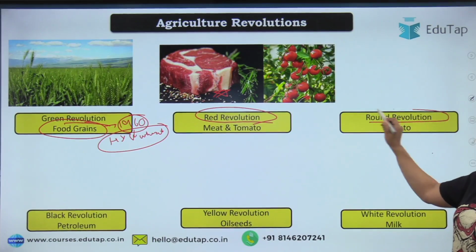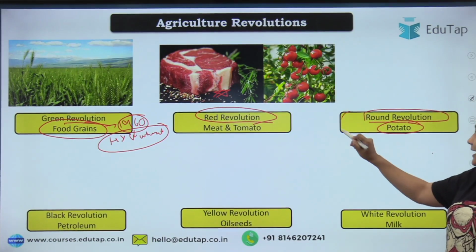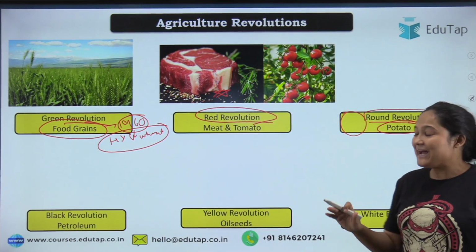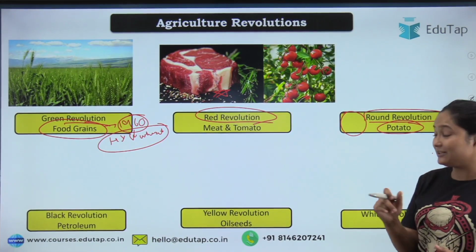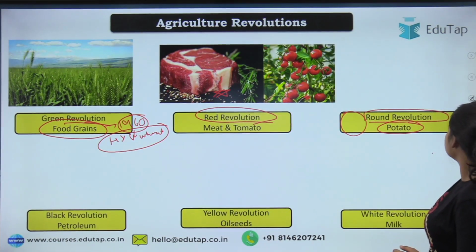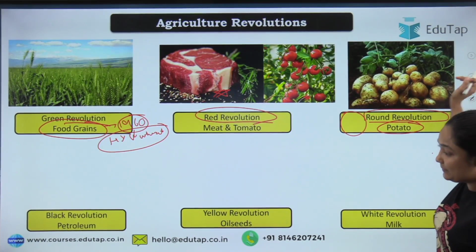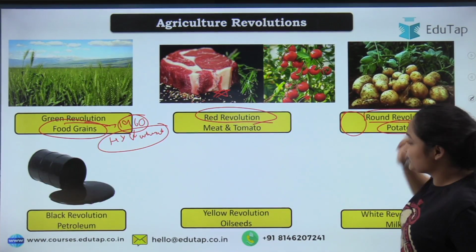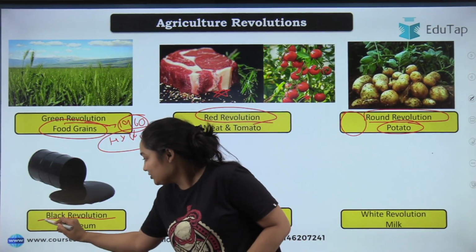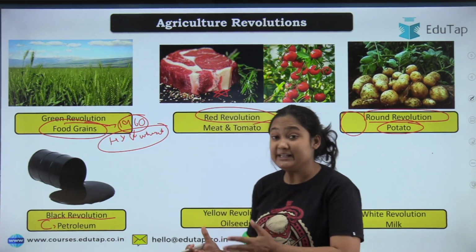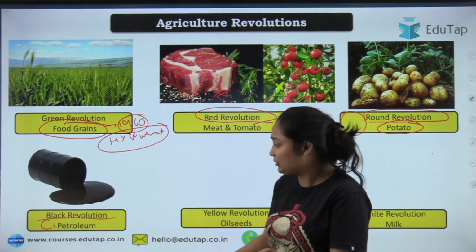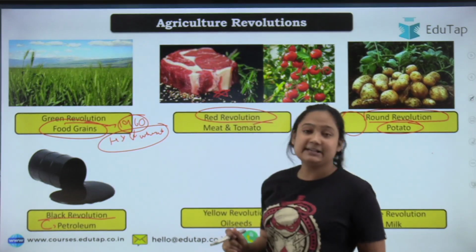Now moving to round revolution. See, your potatoes are round. That's why your round revolution deals with the potatoes. So now moving to black revolution, this is very interesting. Why? See, even though we are talking about petroleum and increase in the production of petroleum, how can we do that with the agricultural products?